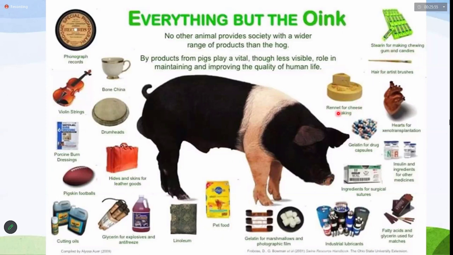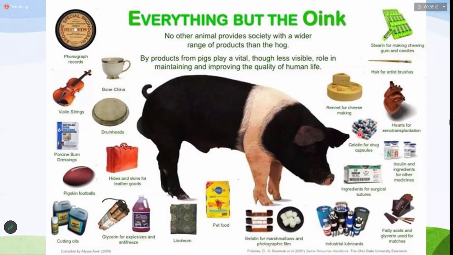Then different products they can produce using rennet. Rennet is an enzyme in the stomach, and we use that enzyme to make cheese varieties. Then the heart, for another purpose, the medicinal purpose.